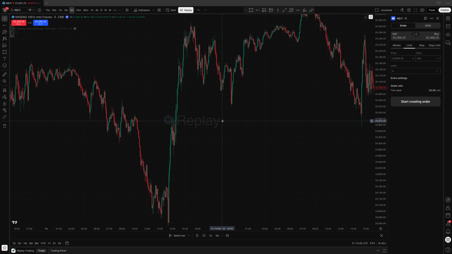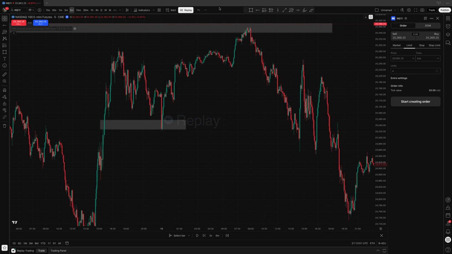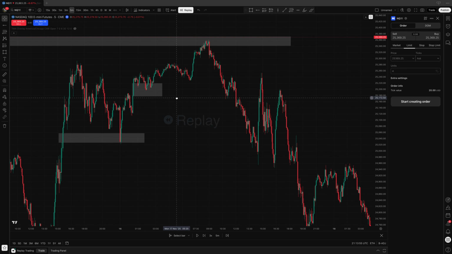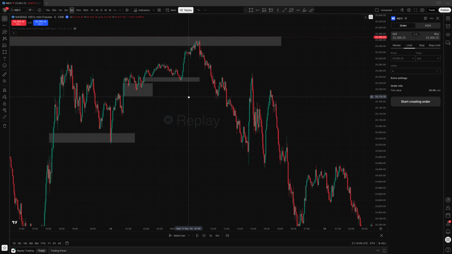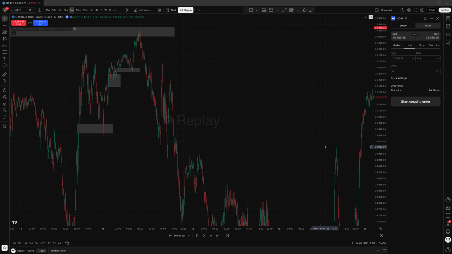Let's look for bullish examples. Fair value gap right here. Fair value gap right here. Fair value gap right here. These are fair value gaps. That's how you trade off them.